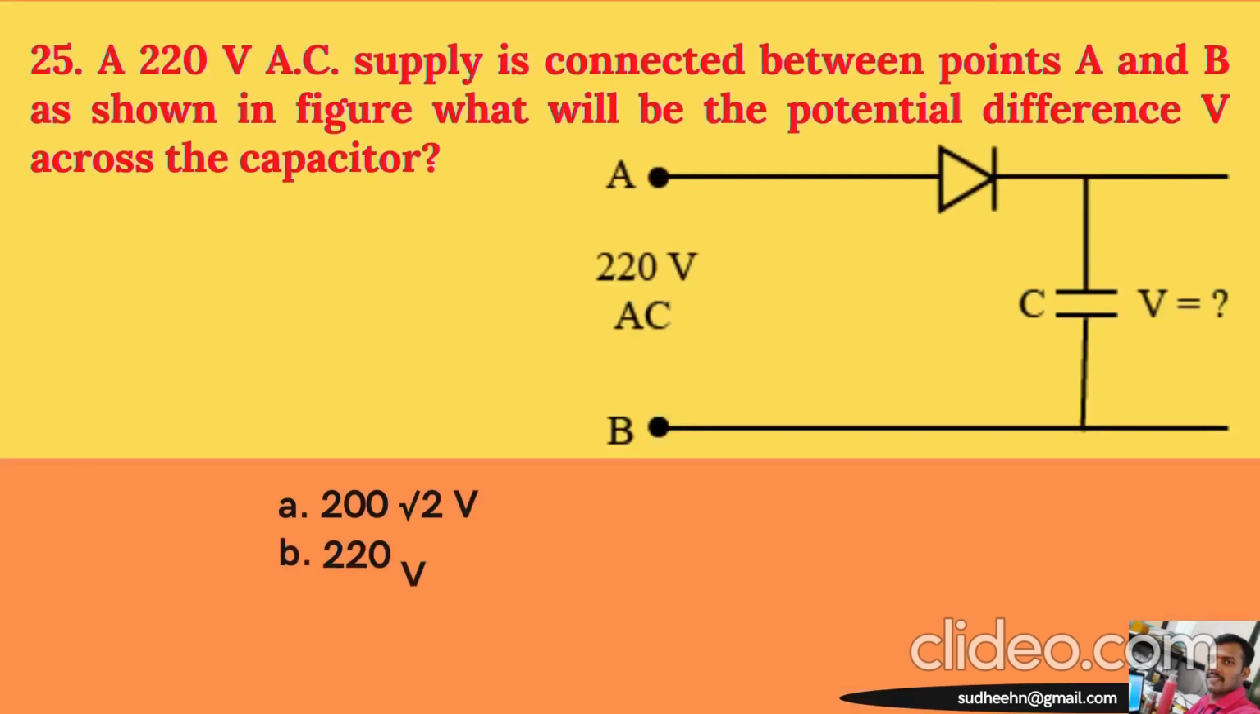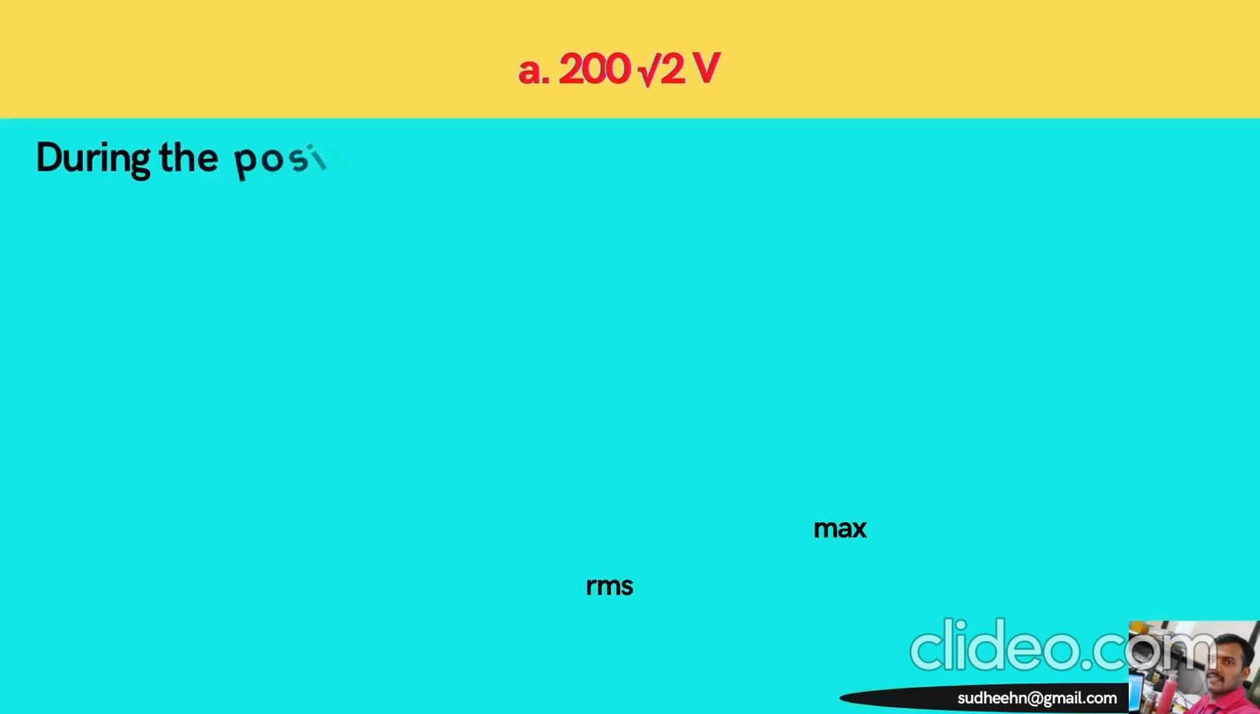Next question, question number 25. A 220 volt AC supply is connected between points A and B as shown in figure. What will be the potential difference V across the capacitor? See options: A, 200 into square root of 2 volts; option B, 220 volts; option C, 110 volts; and option D, that is 0. And the right answer is option A, that is 200 into square root of 2 volts.